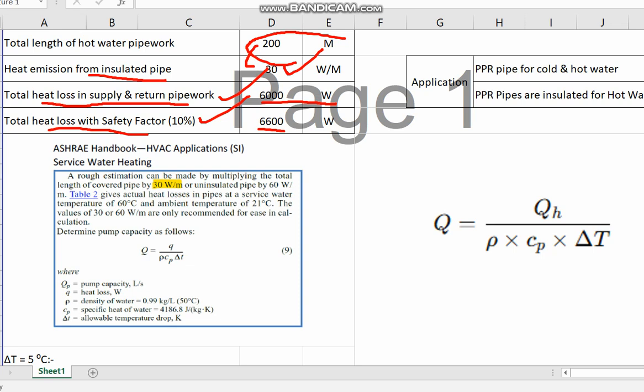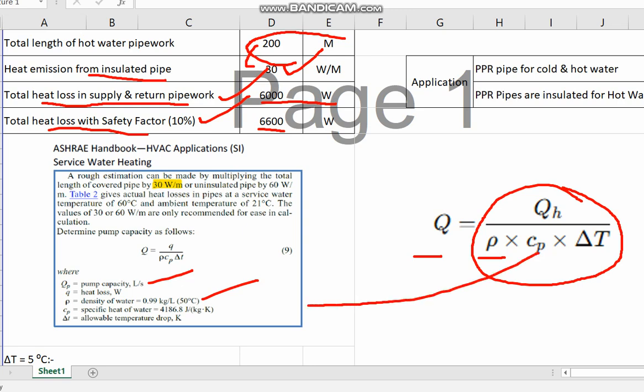Now I'm going to apply the actual formula, where Q is the pump capacity in liters per second, you can see this formula. In this formula, rho is the density of the water, and Cp is the specific heat of water, that is 4.186, or in the unit, 4186.8 joule per kilogram Kelvin. And here delta T is the allowable temperature drop.